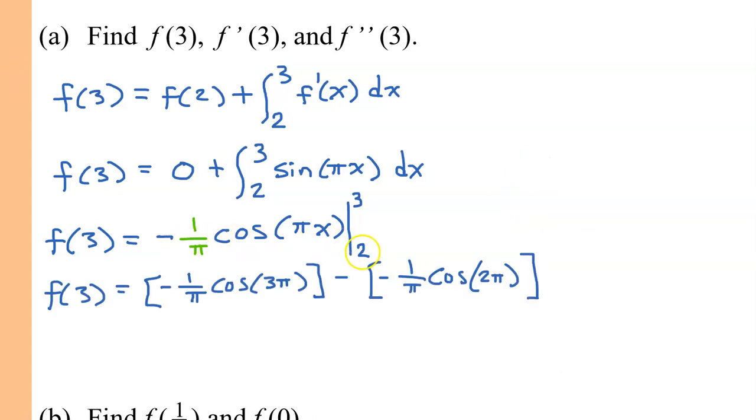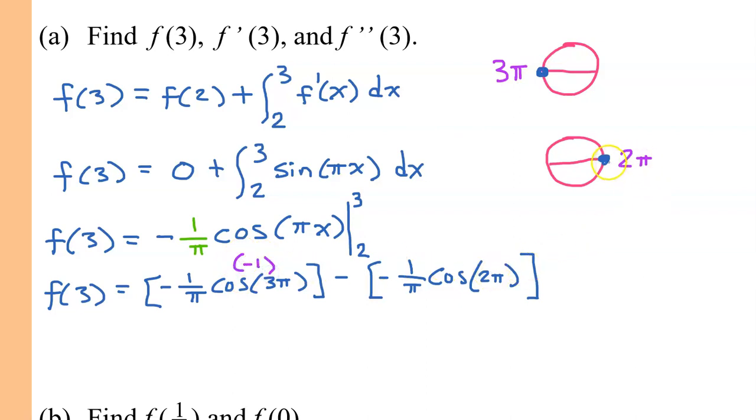To evaluate this definite integral, we need to find the value at 3 and subtract the value at 2. So here's the value at 3 minus the value at 2. What is the value of the cosine of 3 pi? Well, 3 pi is over here on the left. The cosine is negative 1. So we have a negative 1 right here.